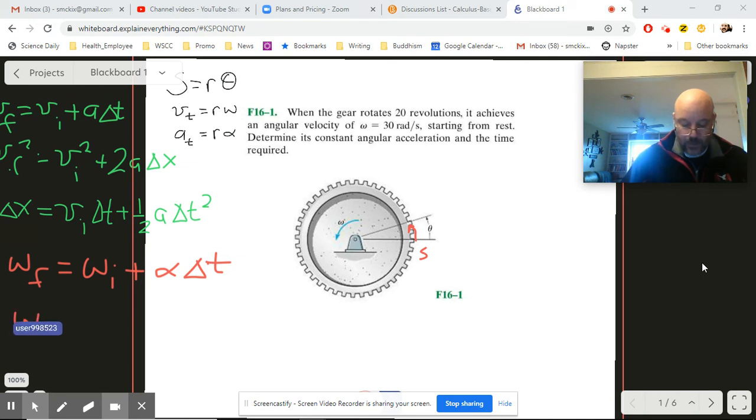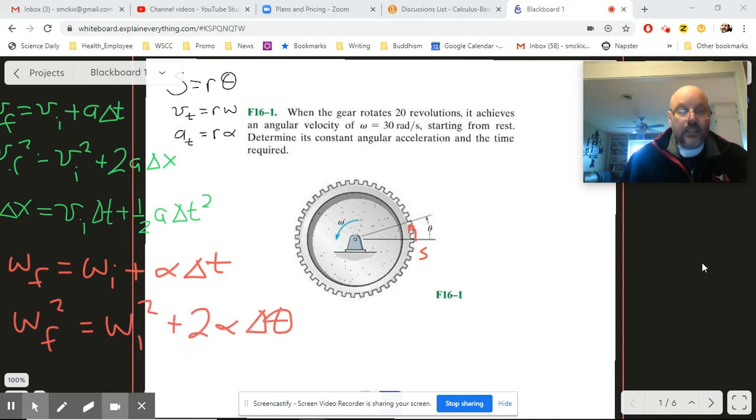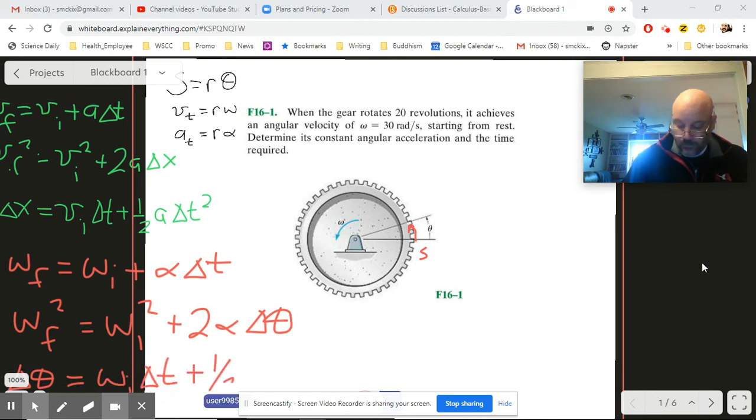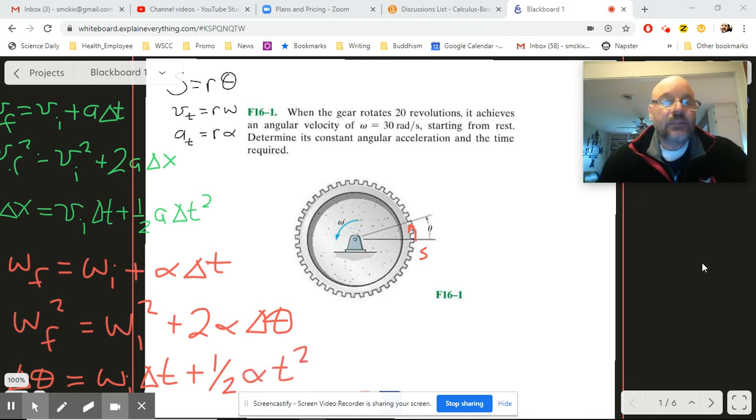And our equivalent for Bumblebee is here. So we put a delta theta instead of a delta x. And then our equivalent for Optimus Prime is this. All right, so those are all equivalents there.